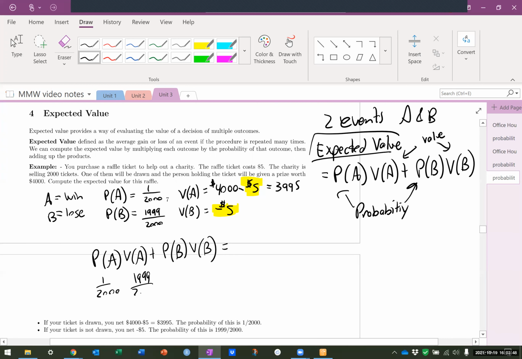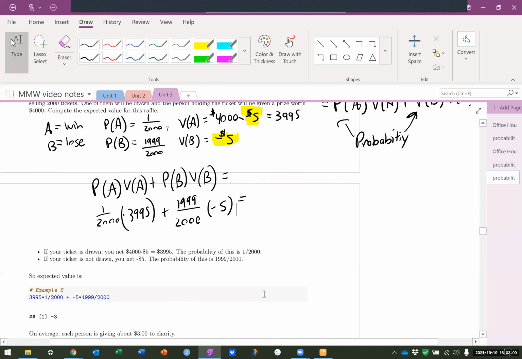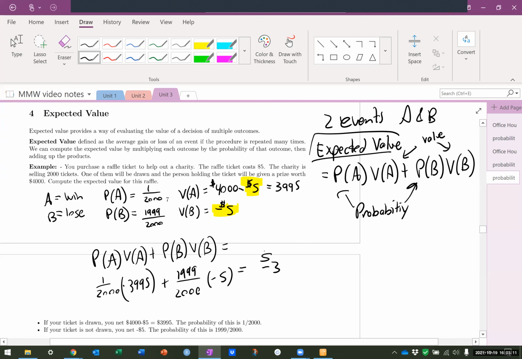And if you put these numbers in, it's helpful to write this out sometimes. Value of winning was 3,995, plus... Notice it's way more likely that you're going to lose, but the loss is different. So if you calculate this, you will get -$3. That's your expected value.